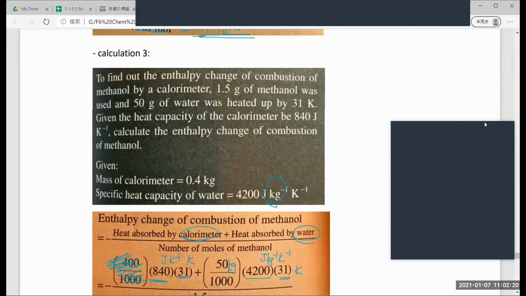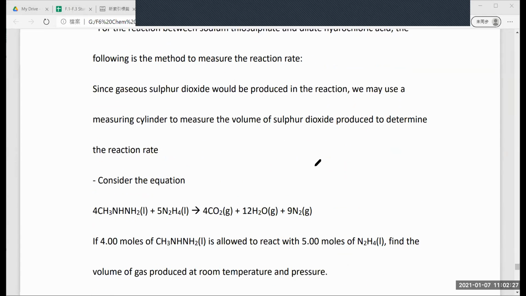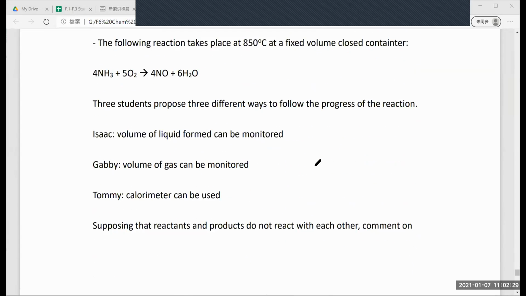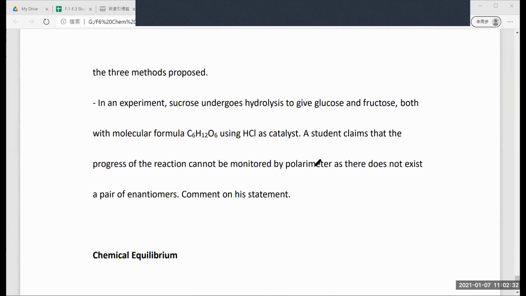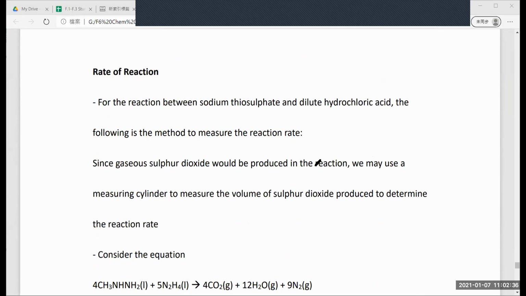Okay, that finishes the energetics part. Now, rate of reaction. Rate of reaction for the reaction between sodium thiosulfate and dilute hydrochloric acid. The following is a method to measure the rate. Since gaseous SO2 will be produced in the reaction, a measuring cylinder may be used to measure the volume of SO2 produced to determine the reaction rate.